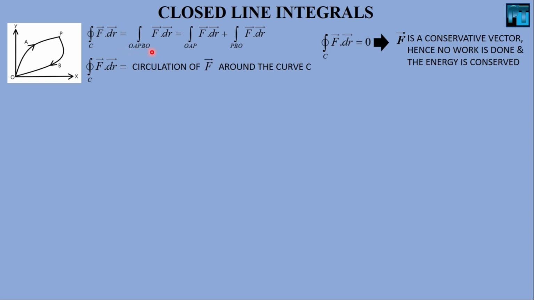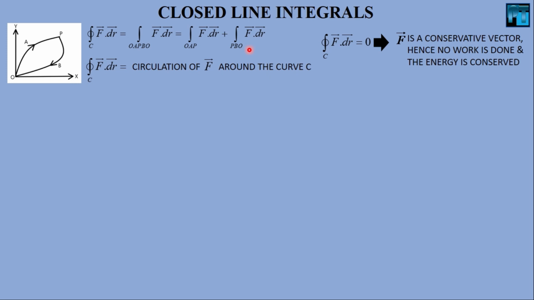Now to evaluate these closed line integrals, we can divide them into two or three or several different open line integrals. Like here we have only two parts. One is OAP and the second is PBO. See, this OAPBO is divided into two different open line integrals, and the open line integrals will be as follows.